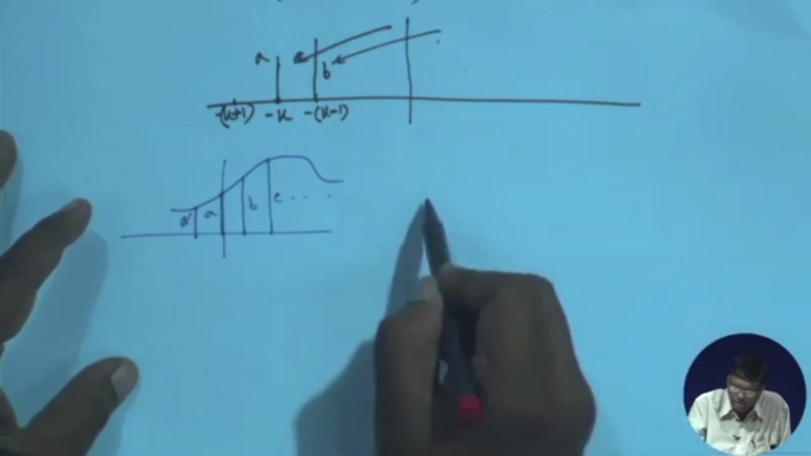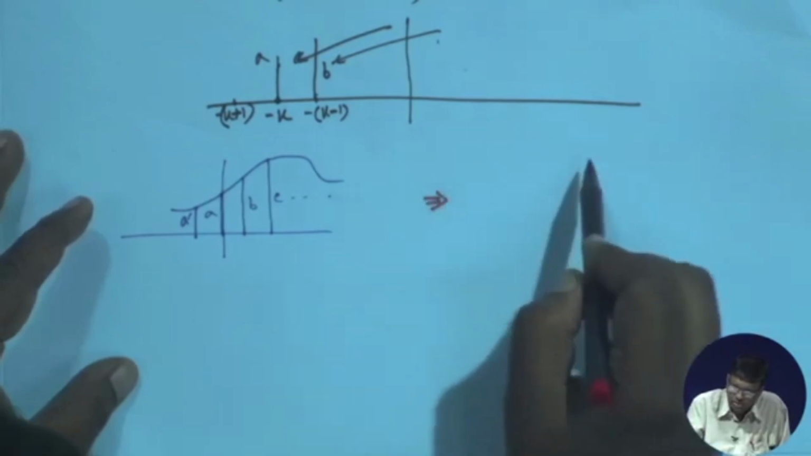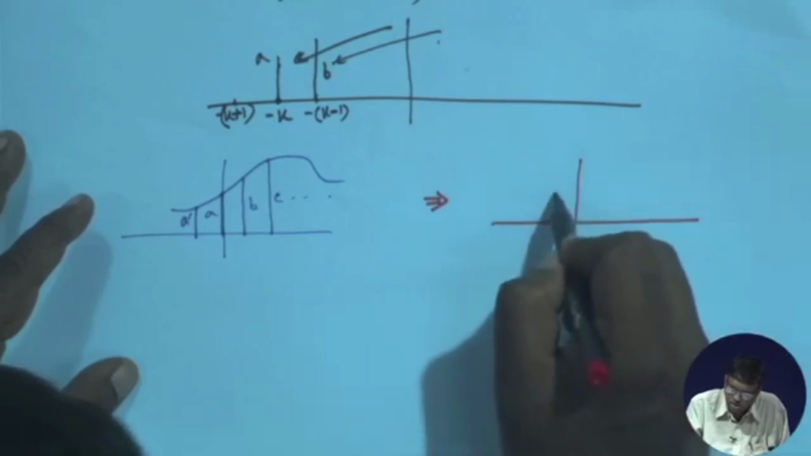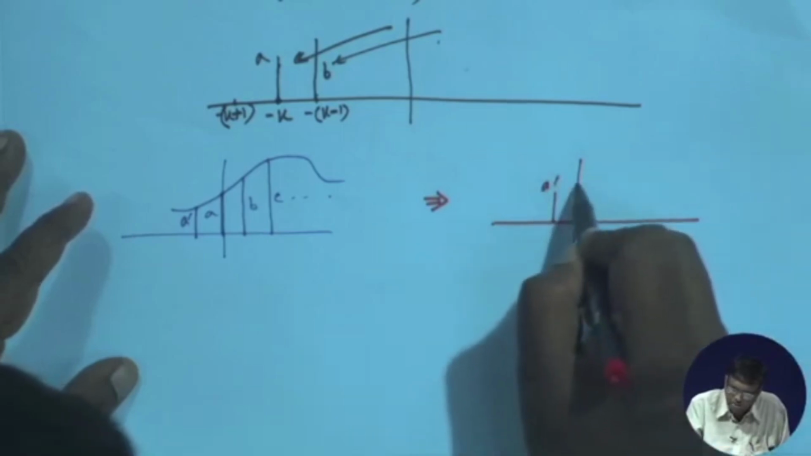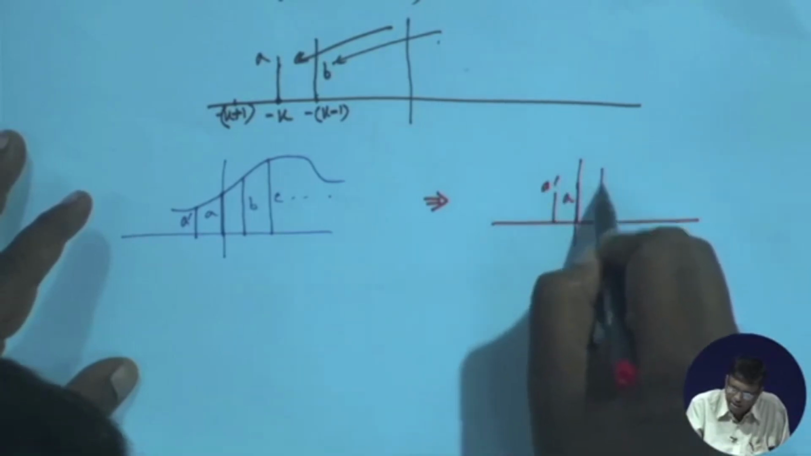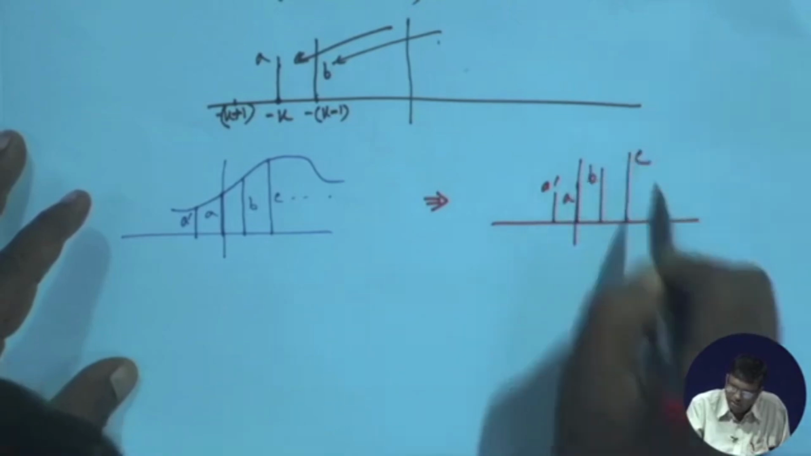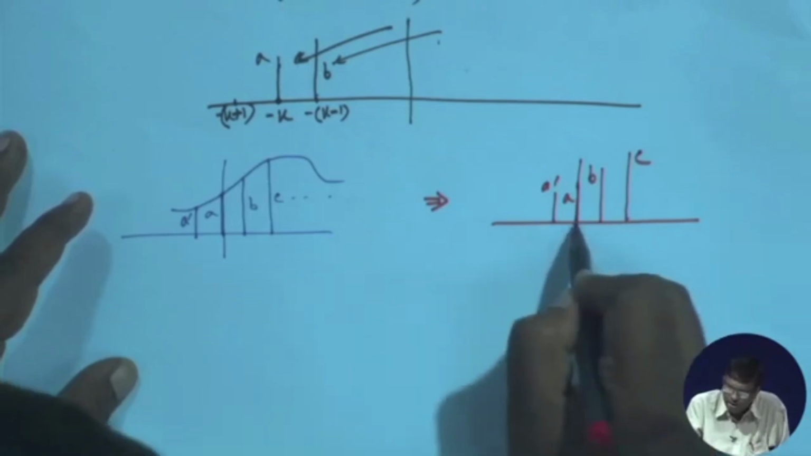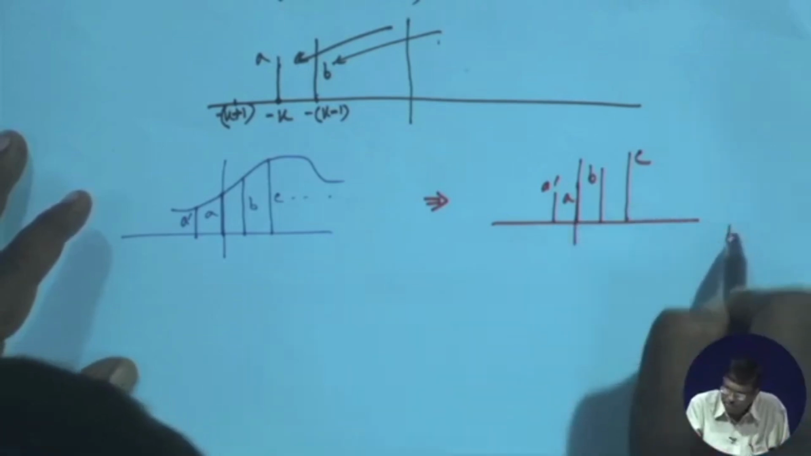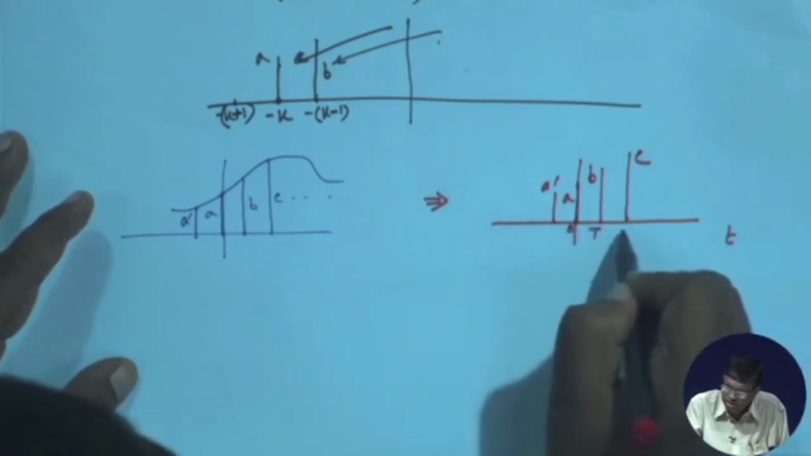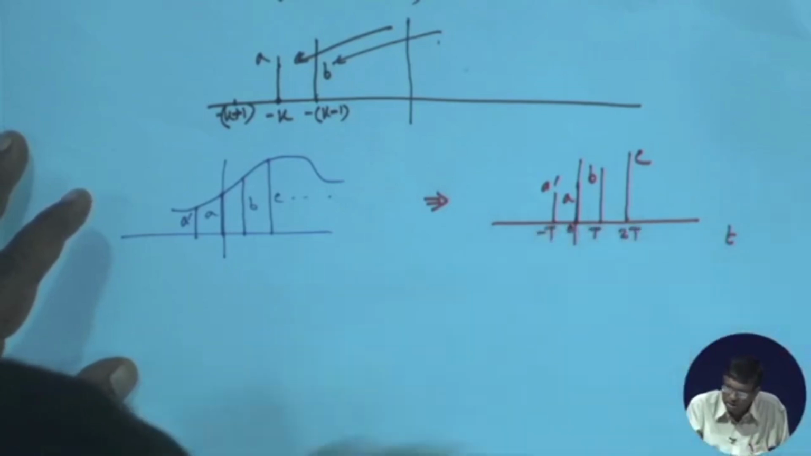So, you got a sequence A prime, A, B, C, like that. Okay. And if it is actually time, if I do not write it as an index, this is at 0, this is at T, this is at 2T, this is at minus T, like that.